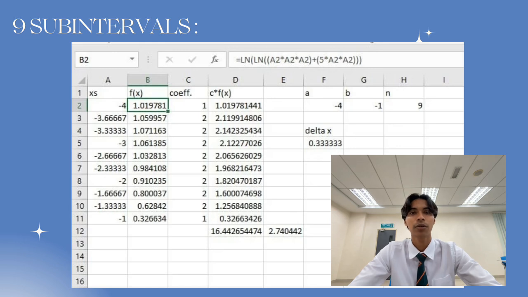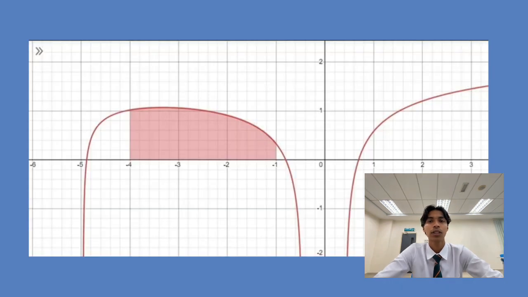And for the next table, we find the value of coefficient multiplied with fx, and we sum it up, and we get 16.4427. And for the value of the area of the graph from negative 4 until negative 1, we just take the value of h over 2 and multiply with the total sum of coefficient multiplied with fx, and we get 2.7404. So this is the graph of our fx from -4 until -1.